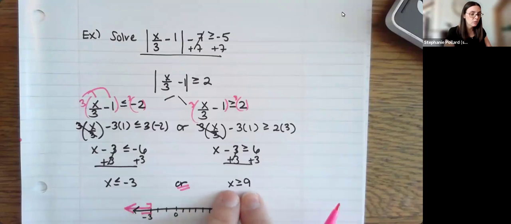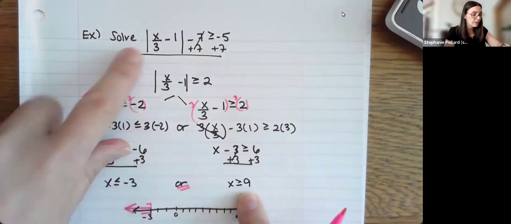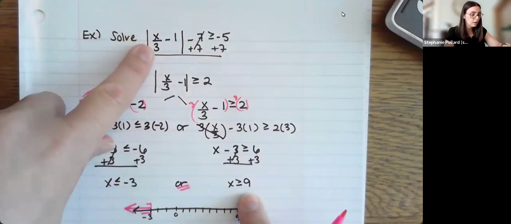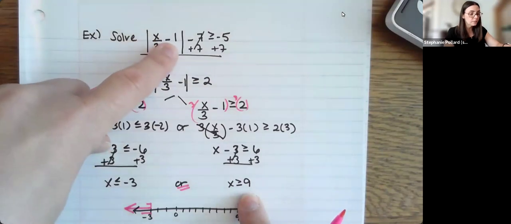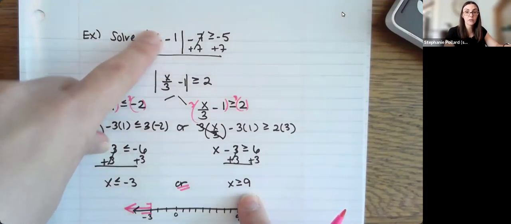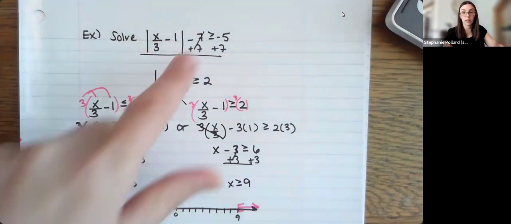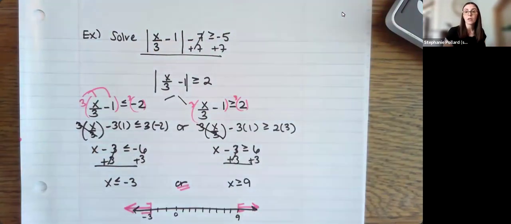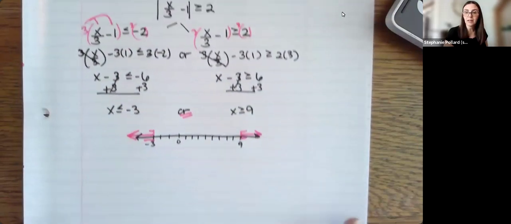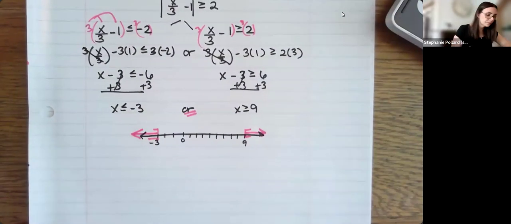If I plug in, let's just do 9, right? 9 over 3 is 3. 3 minus 1 is 2. The absolute value of 2 is 2, and 2 minus 7 is -5, which is greater than or equal to -5, right? It checks out. So you can always plug in anything that's shaded and make sure that it actually works.